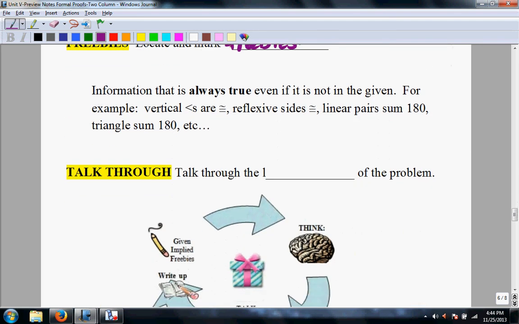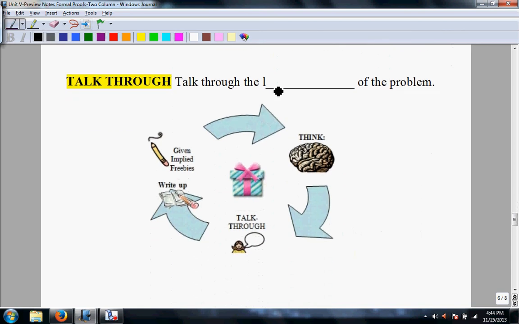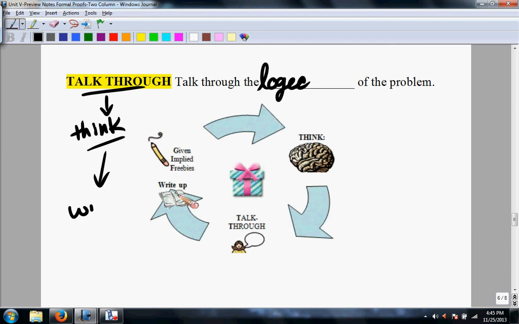Last and most important is take the time to talk through the logic of the problem. Actually talk it through. And if you find that this is really helpful to you, even on a test, I'll allow you to go and get in a private place and talk yourself through stuff. Because talk through helps you formulate your thinking, which helps you translate your thinking to writing.